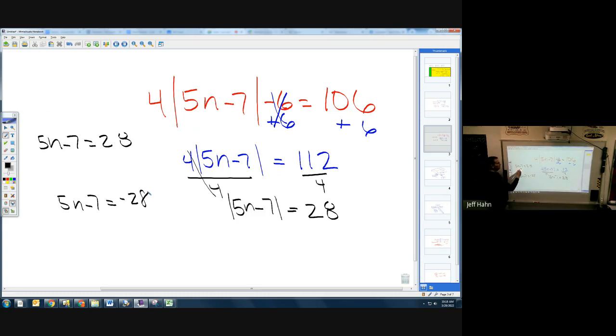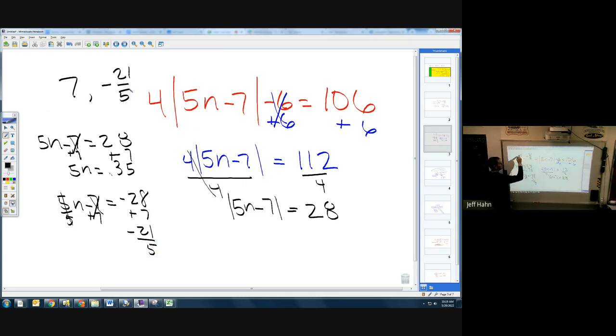So here, you add 7, you get 35. 5n equals 35, so one of them you're going to get 7. Here you add 7 again, you add 7 to a negative 28, you get negative 21. Divide by 5, divide by 5. So the other answer is negative 21 fifths, which is negative 4.25. Just leave it as a fraction. That's 7.